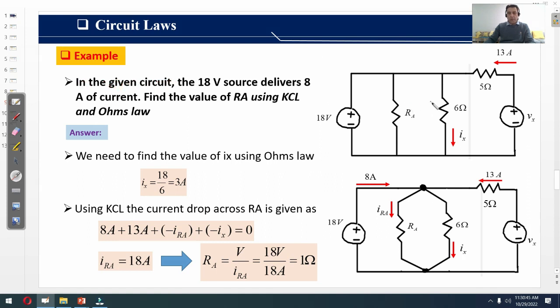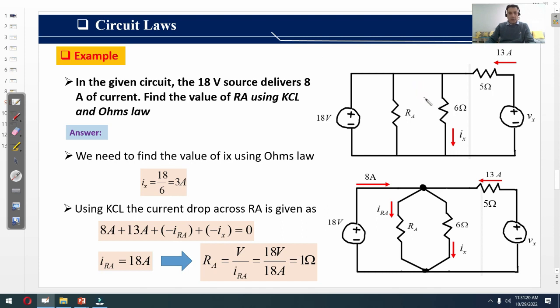We consider another example to understand Kirchhoff's current law further. In the given circuit, the 18 volt source delivers 8 ampere of current. Find the value of RA, this one, using Kirchhoff's current law and Ohm's law. First we try to understand this circuit. It consists of two sources, this voltage source and this voltage source. This 18 volt source supplies a current of 8 ampere, while this Vx supplies a current of 13 ampere.